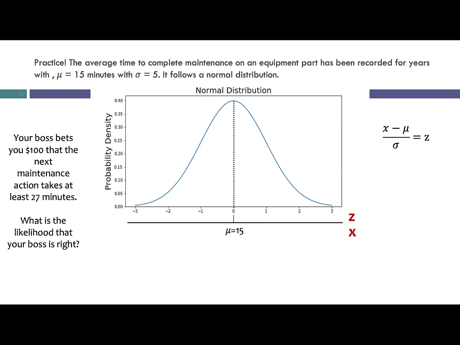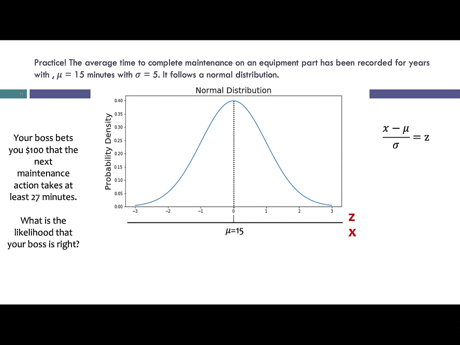All right, next we're going to use a normal distribution to help us estimate the probability of something. So here, our question is that the average time to complete maintenance on an equipment part has been recorded for years, with an average of 15 minutes and a standard deviation of 5. It follows a normal distribution. Your boss bets you $100 that the next maintenance action takes at least 27 minutes. What is the likelihood that your boss is right?